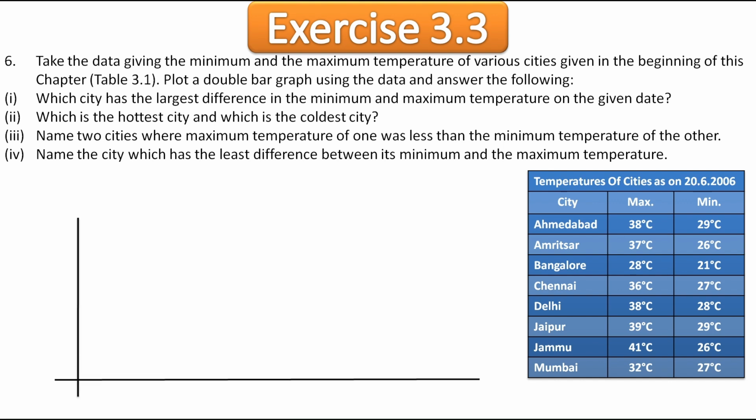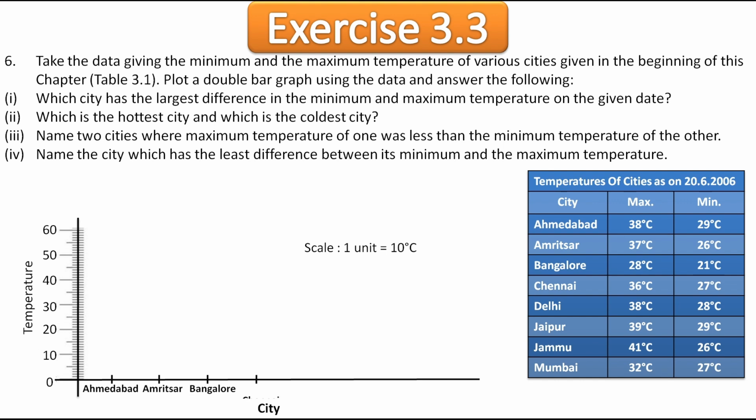Here I am taking city on the x-axis and temperature on the y-axis. Let's take the scale as 1 unit equal to 10 degrees centigrade, and I'll mark it this way, from 0 till 60, because the maximum temperature here is 41 degrees centigrade. Next we have to write the names of the cities on the x-axis. I'll take a shaded bar for maximum temperature and an unshaded bar for minimum temperature.